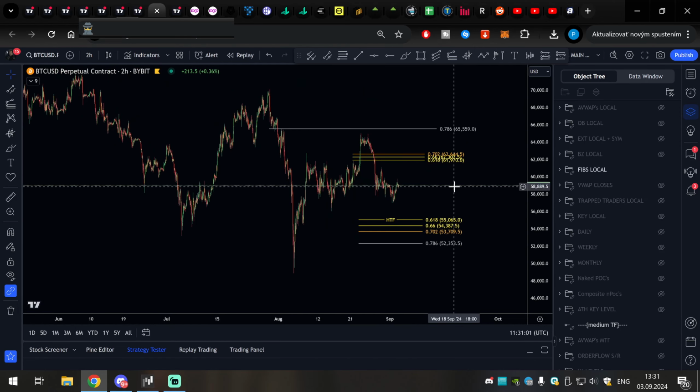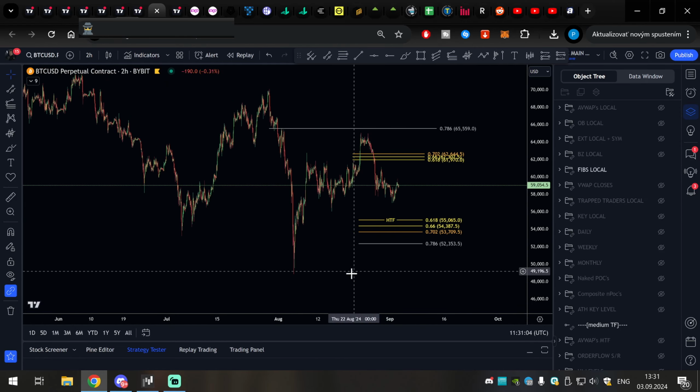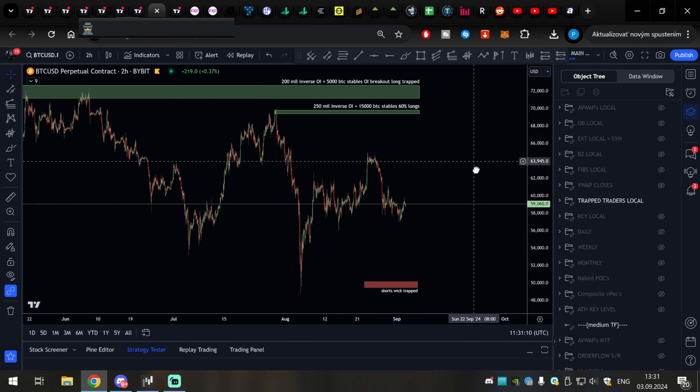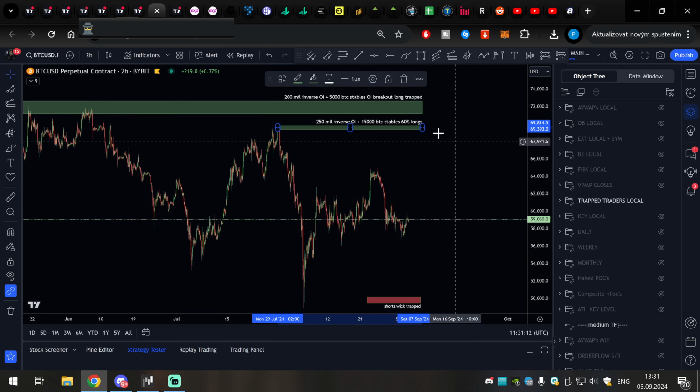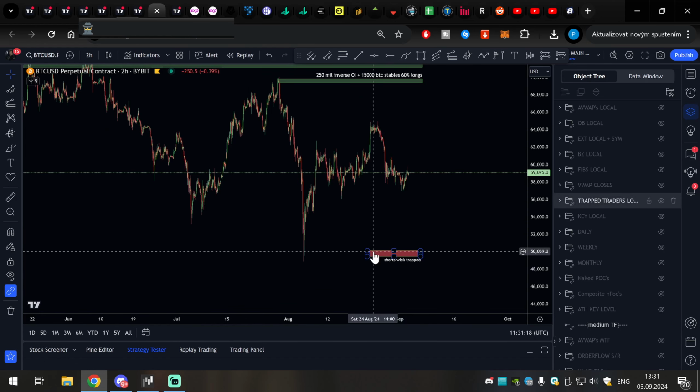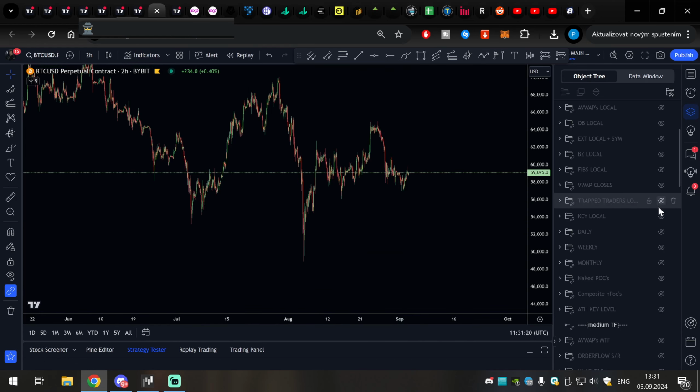Local fibs, you watch. View up closes, not many close to us. Trap traders, just remember this region here, a huge amount of people got trapped here on the long side. Can be future resistance, just remember that. And also we have shorts trapped at the wick. Key local levels, we don't need to go over them.